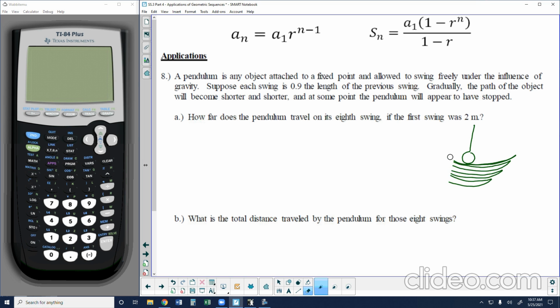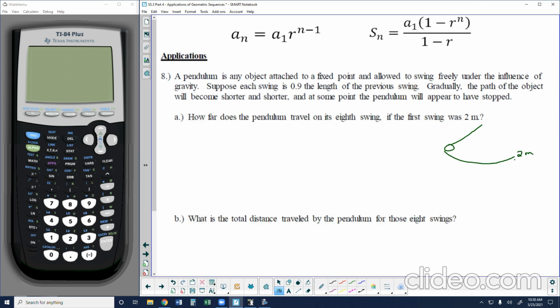In part A, it says, how far does the pendulum travel on its 8th swing if the first swing was 2 meters? What we see here is that each swing is going to be 0.9 of the previous swing. Let me draw this over here. This is at the top of the swing, and let's say that it swings and travels that distance, and that distance would be 2 meters.